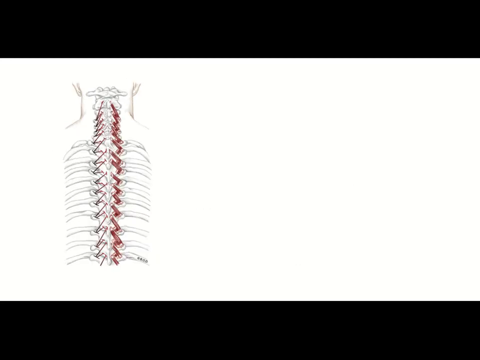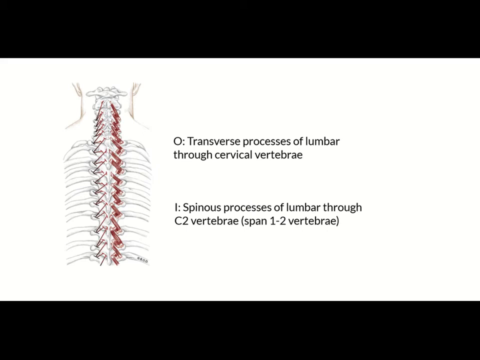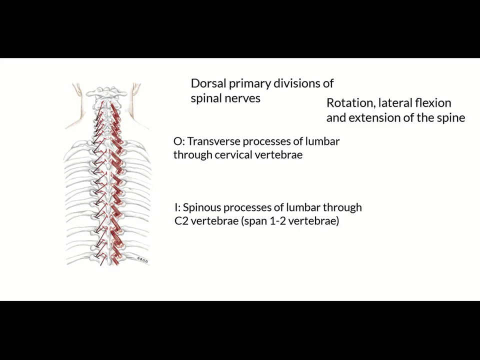The rotators originate from the transverse processes of the lumbar through the cervical vertebrae as well, and they insert onto the spinous processes of the lumbar through the second cervical vertebrae, and they span 1 to 2 vertebrae. It's also important to note that through the thoracic spine, some of them have multiple muscles off of the same transverse process. So if we look right here, you can see how there's 2 muscles off of each transverse process going to the next up spinous process, and then 2 up spinous processes, so they kind of create this V shape. They cause rotation, lateral flexion, and extension of the spine, and are innervated by the dorsal primary divisions of spinal nerves.